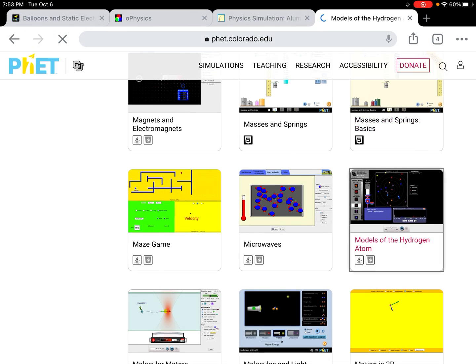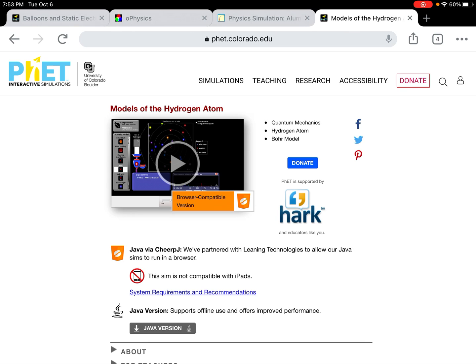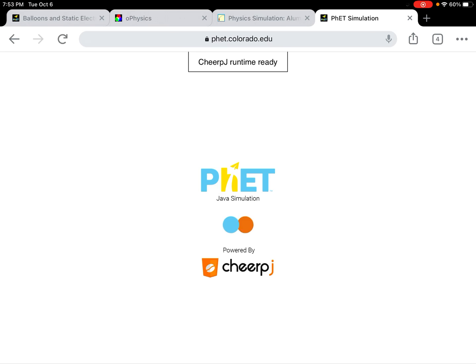Here it is. So one thing that's really neat is somebody figured out how to take these Java applets and change them so that they are usable on an iPad. So it just takes a moment for it to load.